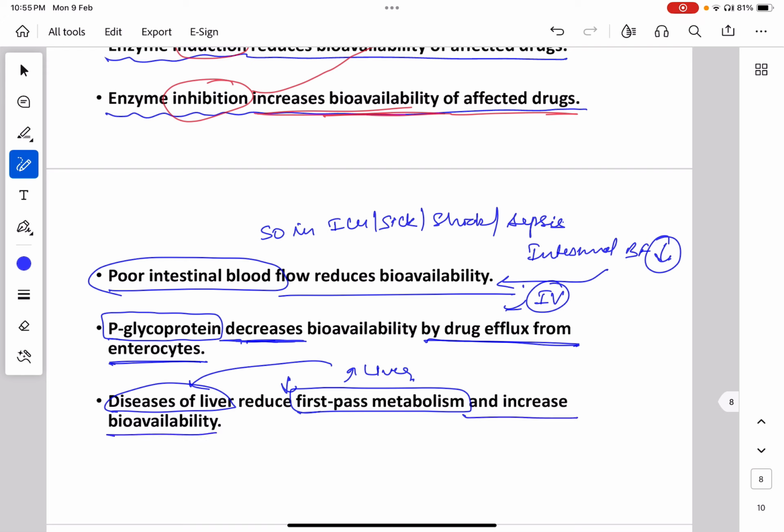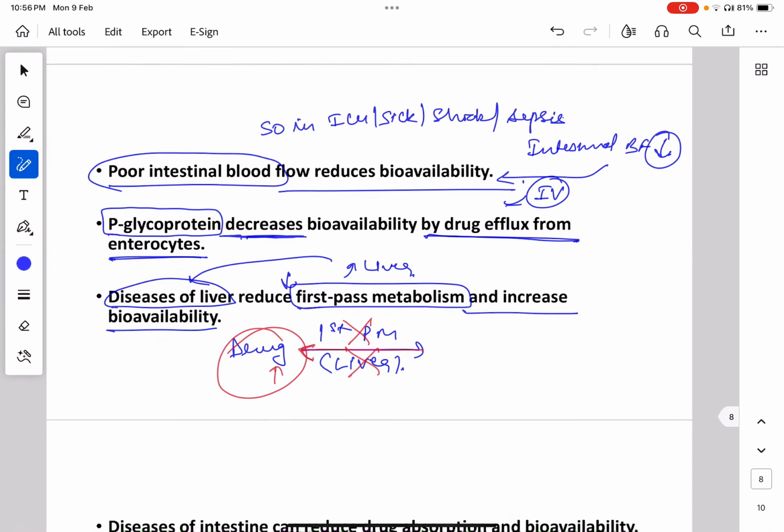So this is like a cycle. Suppose this drug is undergoing first pass metabolism, and this first pass metabolism is occurring in the liver. Now suppose this liver is not functioning, so first pass metabolism is decreasing, and the breakdown or changing of this drug into another compound is decreasing, and hence drug concentration, or bioavailability, is increasing. So this is the concept behind this.